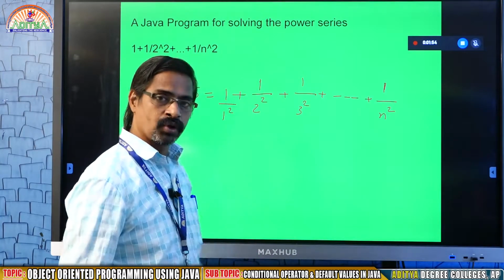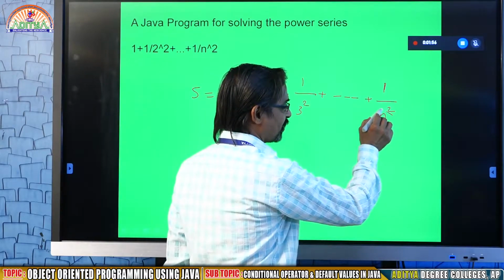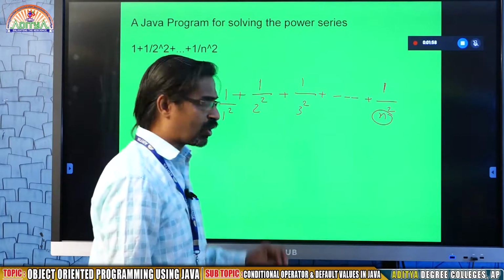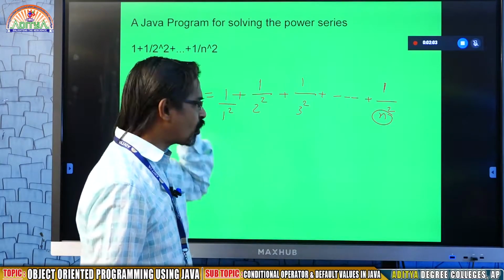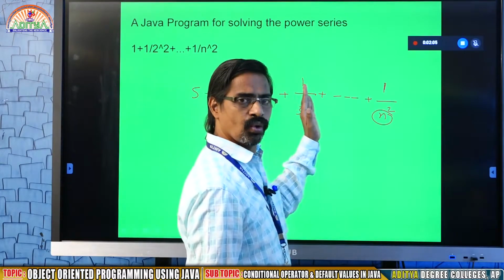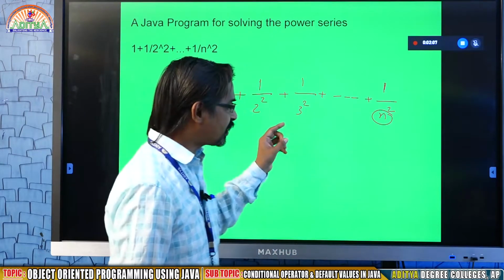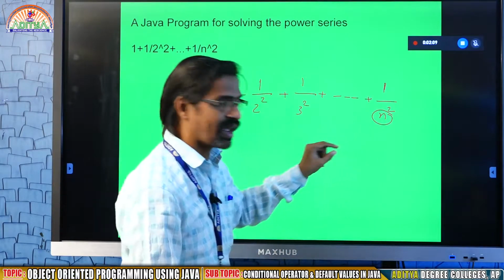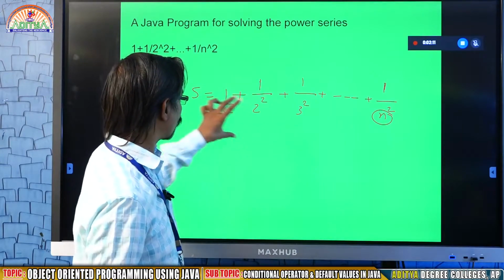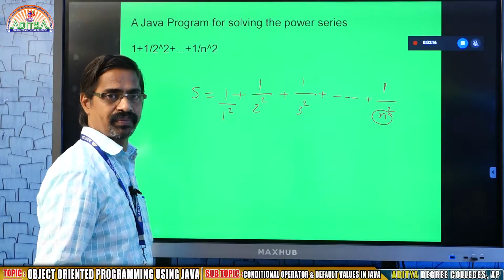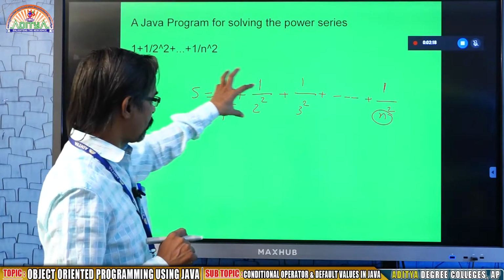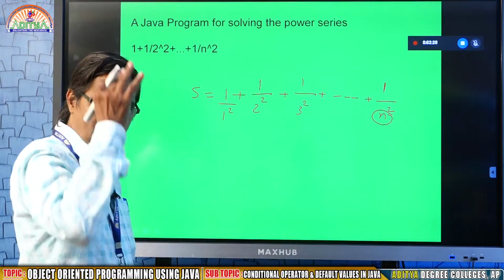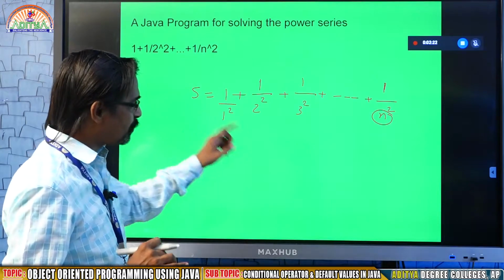Up to n square. So what do you require? What is n? If you enter n value 3, I need to find up to 3. If you want n value 5, up to 1 by 5 square. Like this, you are going to find the n value, and according to the n value, you are going to calculate this S value. This is what is called power series evaluation. So in this series, the input is the n value.